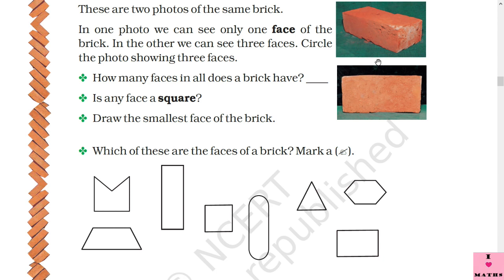This triangle also does not resemble this brick. This shape you are very familiar with. It's a hexagon. It has six sides: 1, 2, 3, 4, 5, and 6. This hexagonal shape also does not resemble any face of this brick. This is again a rectangle, and this rectangle resembles this face of the brick.